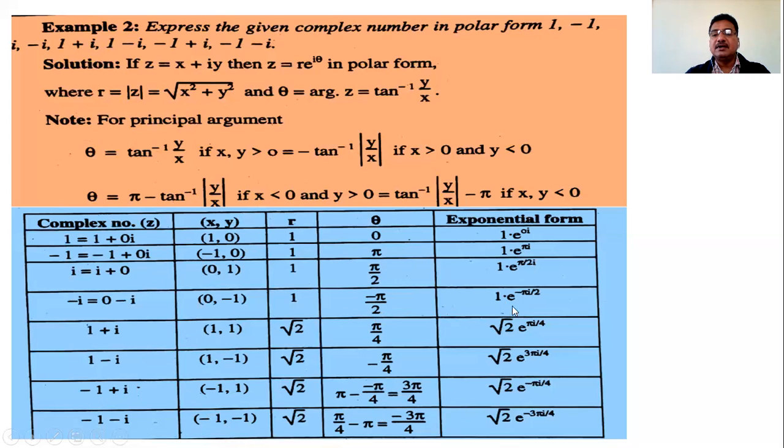And therefore its exponential form is this. And its polar form is what? 1 in square bracket, cos minus pi by 2 plus i sine minus pi by 2. Okay, so these are the modulus and arguments of some numbers.